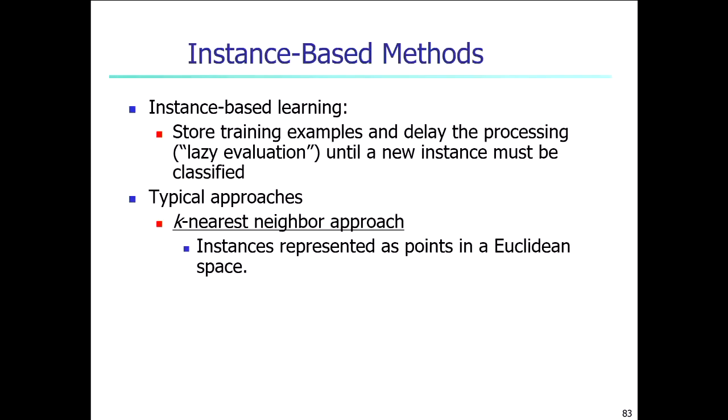Unlike decision tree and naive Bayes, there's another kind of learning method called instance-based methods, which store training examples and delay the processing until a new instance must be classified. So it's also called a lazy learning method. One of the typical approaches is called the k-nearest neighbor approach.